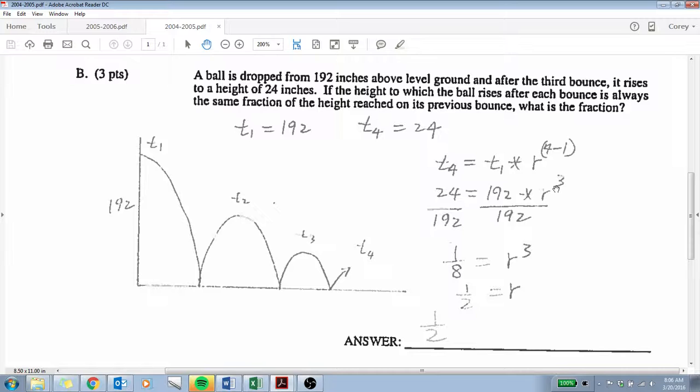So we solve this for r. Divide both sides by 192. We get r to the third equals 1/8. So therefore, r would be 1/2.